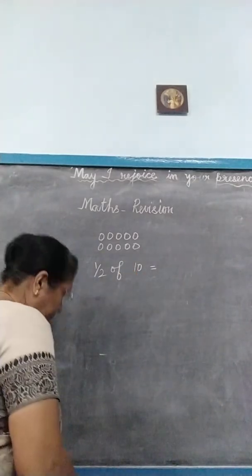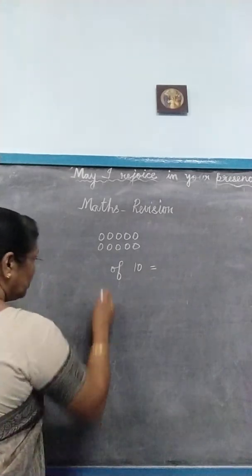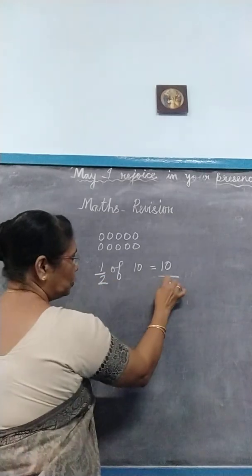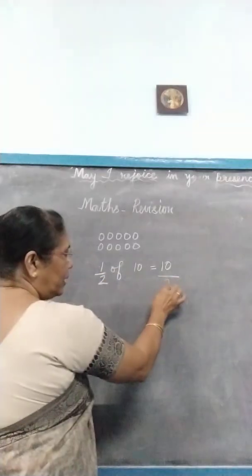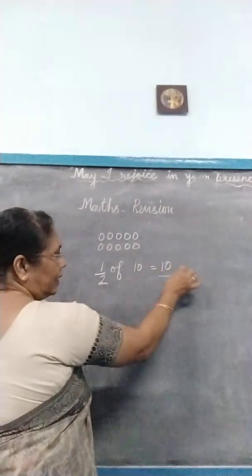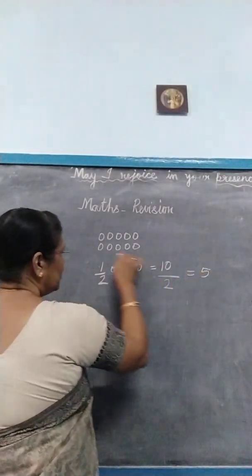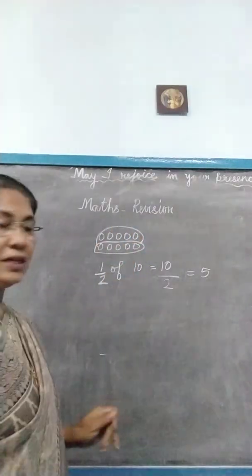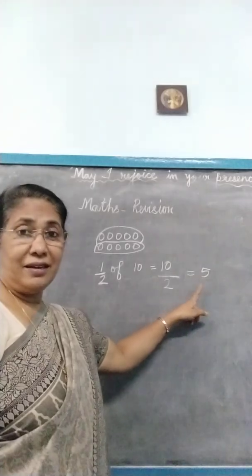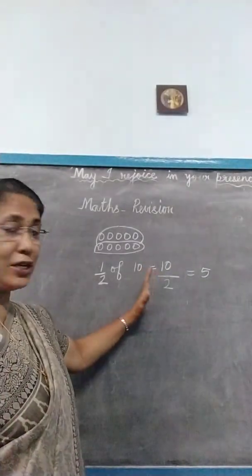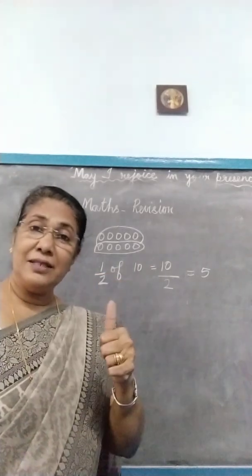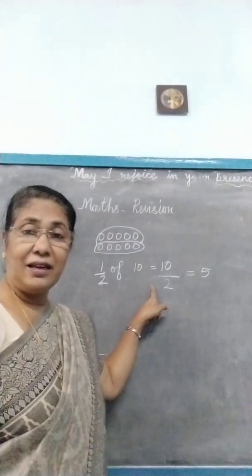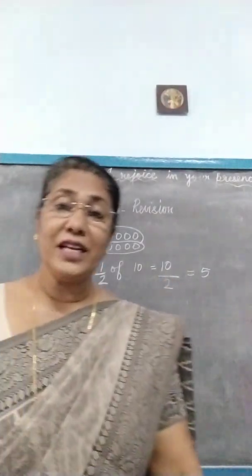Yes. 1 10 is 10. 10 by 2. Now, how many 2s are there in 10? Yes, 5. When you divide 10 into 2, how many do you get? Yes, 5. So half of 10 is 5.